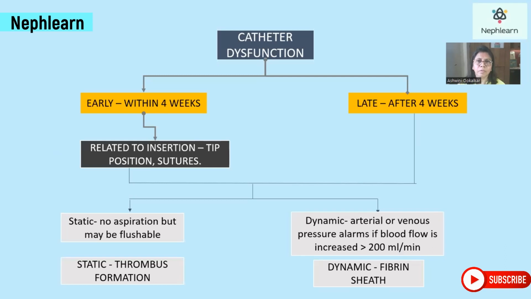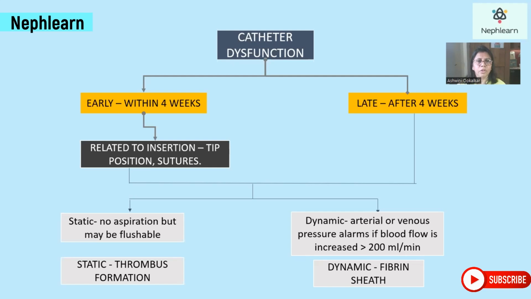When a catheter dysfunction happens within 4 weeks of insertion, it is called an early dysfunction. And if it happens after 4 weeks of insertion, then it is called a late catheter dysfunction. Early catheter dysfunctions are usually related to insertion, and there may be a fault in the tip position, or sometimes sutures which are turned around the catheter instead of only on the flaps. These can cause constriction of the catheter.